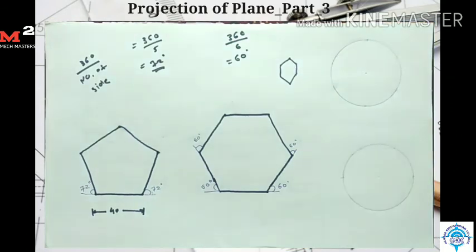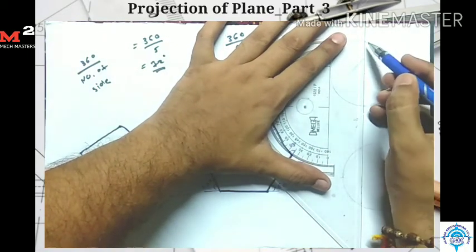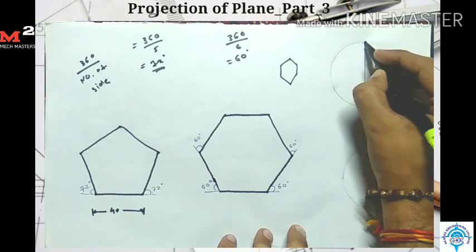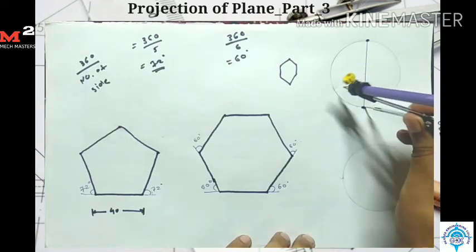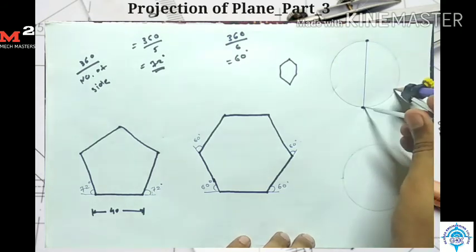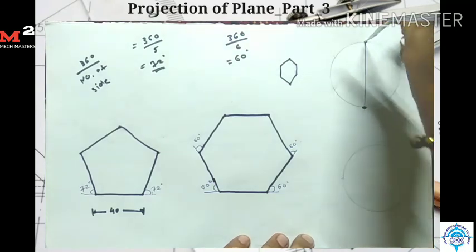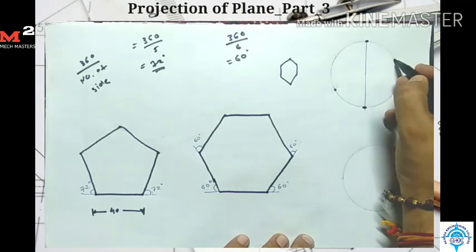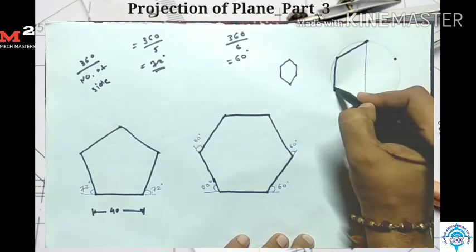Here I require to draw the hexagon resting on a side. So here I draw one vertical line which passes through the center. Here I get 2 points of the hexagon, one here and one here. A hexagon has 6 points. Now for getting another 4 points, I take this point as a center and 30 mm as a radius. I draw one arc here and one arc here. So I get another 2 points. Similarly, I take this point as a center and draw another arc here and one arc here. So I get my 6 points. After connecting these points, I get my hexagonal plane.